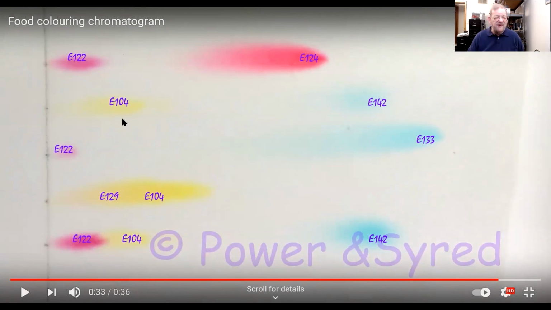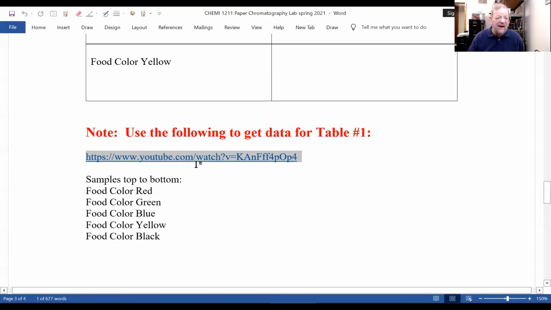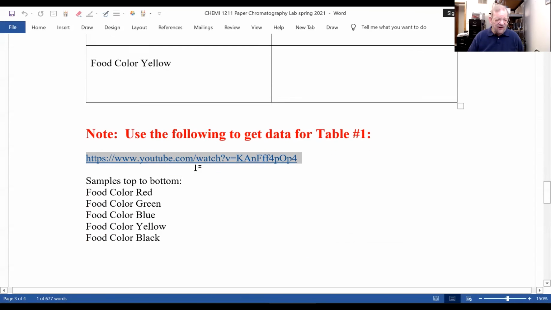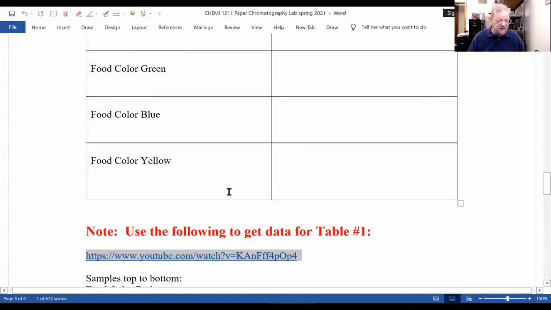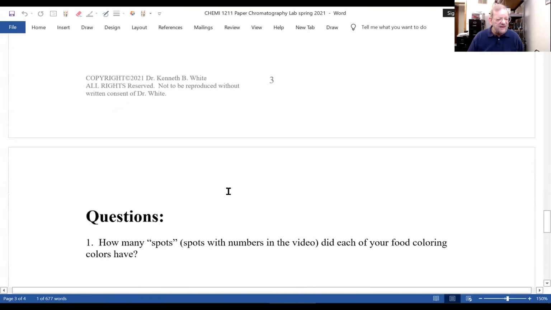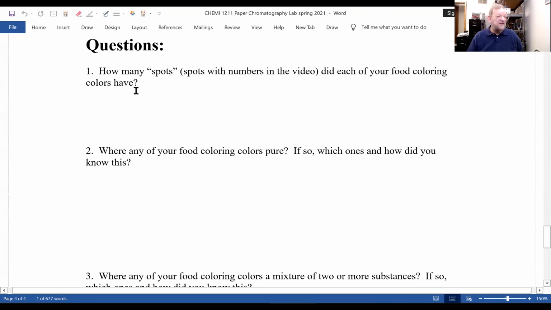And see the numbers right here? That corresponds to what I call a dot. And see the point right here? That's where you originally put your compound or whatever substance or mixture, the food coloring. And if you see more than one number, that means there's more than one dot. And after watching the video, the very top one is red, and you're to put in how many numbers or dots you see, and do that for each of the food colors. And then answer the questions.